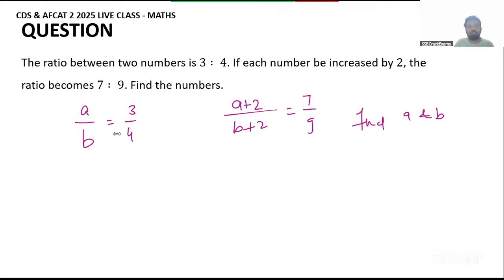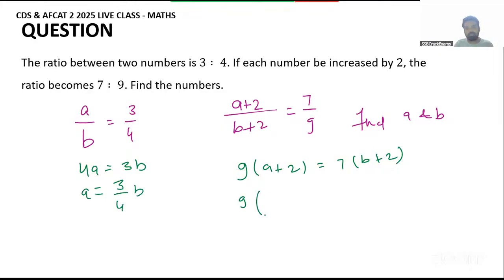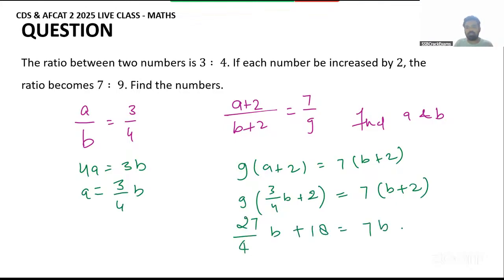So from here, what we can say is 4A is equal to 3B. And from here, we can say that 9 times A plus 2 is equal to 7 times B plus 2. So if I want to find A from here, it is equal to 3 upon 4 times B, and put it here. 7 times B plus 2. So it will be 27 upon 4 B plus 18 is equal to 7B plus 14.